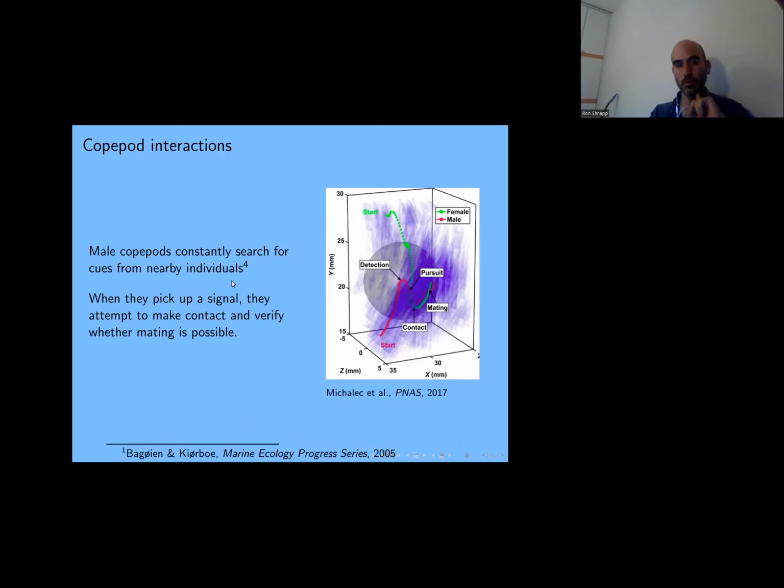As a result, male copepods need to constantly search their environment for cues from nearby individuals, either these hydromechanical cues or these pheromone cues. And then when they do pick up a signal, they will attempt to make contact in order to verify whether mating with this other individual is possible.